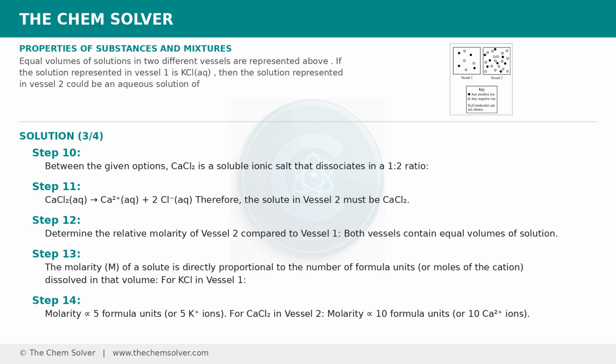Determine the relative molarity of vessel 2 compared to vessel 1. Both vessels contain equal volumes of solution. The molarity, M, of a solute is directly proportional to the number of formula units, or moles of the cation, dissolved in that volume. For KCl in vessel 1, molarity is proportional to 5 formula units, or 5 K+ ions. For CaCl2 in vessel 2, molarity is proportional to 10 formula units, or 10 Ca2+ ions.